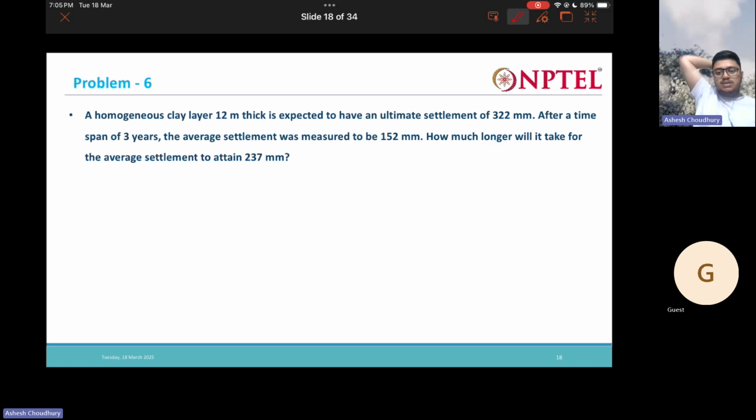How much longer will it take for the average settlement to attain 237? That we need to find. So first, let us find U1. So U1 is the initial degree of settlement, right? So initial degree of settlement U1 is 152 by 322. That is 0.472. This is 47.2% settlement that happens in 3 years.